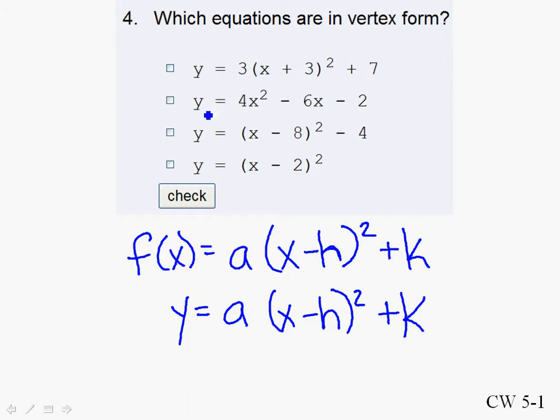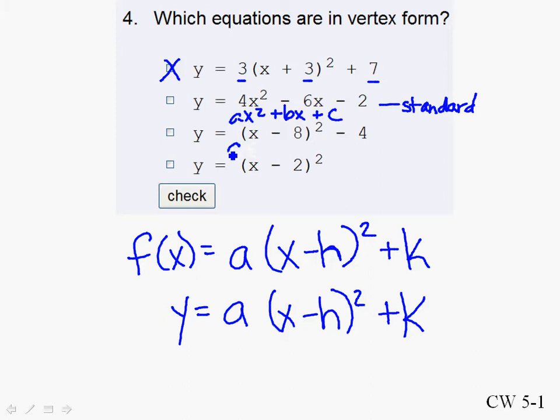So the equations that are in vertex form: the first one, here's our a value. This is a, this is h, and k. So that one has to be vertex form. This one is in standard form. This is our ax squared plus bx plus c. So this one is standard, and that one does not get counted.